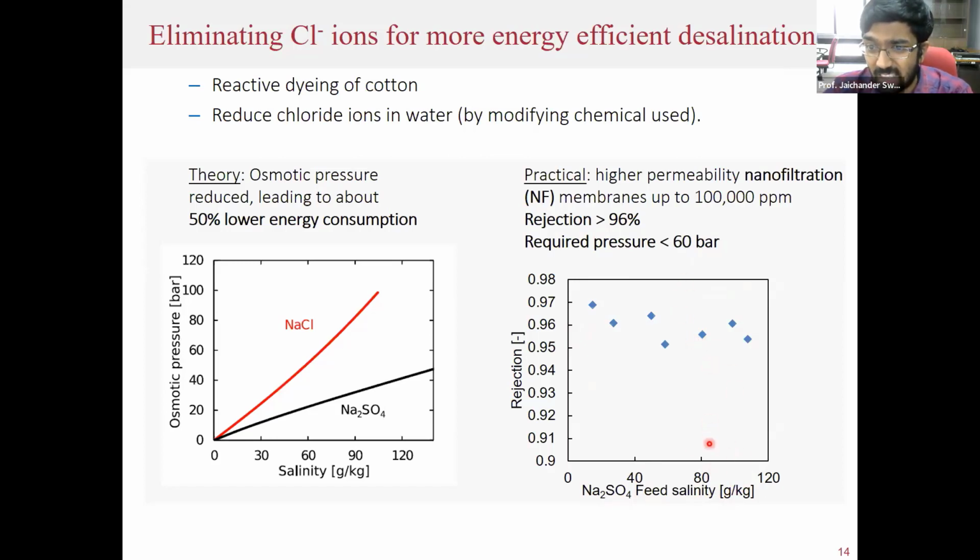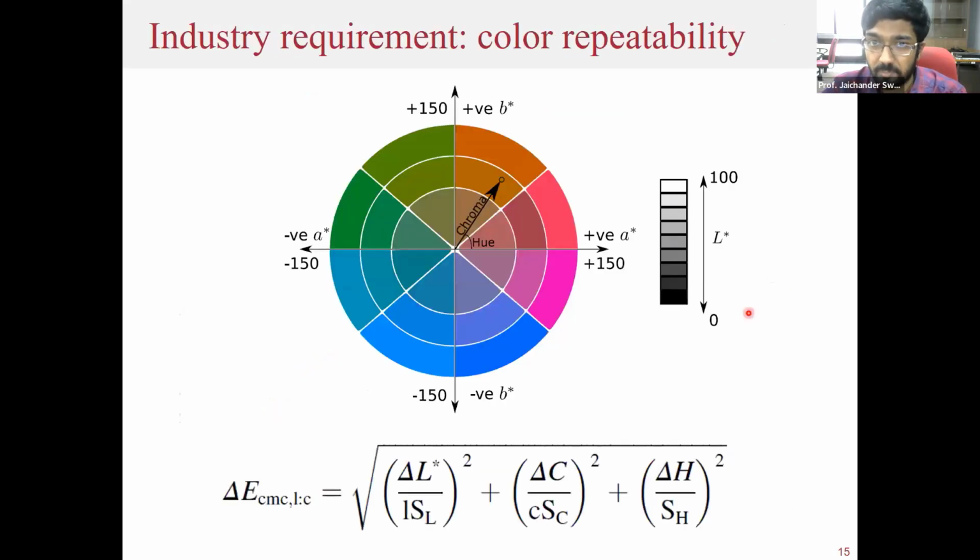In contrast, if I had used sodium chloride, the salinity up to which I could go is only around 60 gram per kilogram when the applied pressure is restricted to around 65 bar. That's the main advantage. So I'm able to go to around 2 times higher salinity while still operating with conventional pressure vessels and membranes. Right?